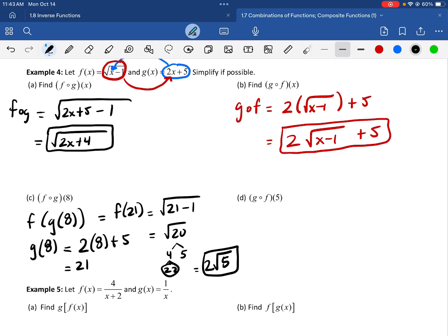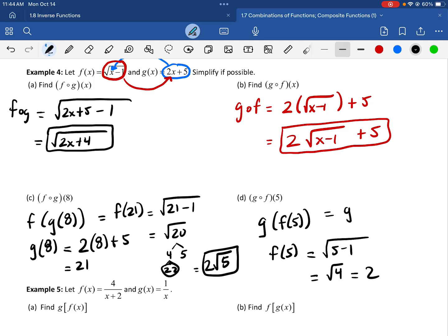And one more here, g of f of 5. Again, the one that comes second is the one you want to do first. So we're going to do f of 5. So f of 5 means plug in a 5 into function f. And we're going to simplify it down and get 2. And so then now we need to figure out what is g of 2. So 2 times 2 plus 5, that's going to be 4 plus 5, so we're looking at 9.